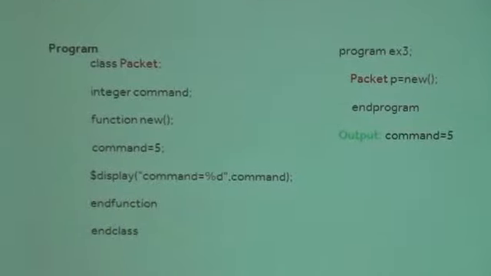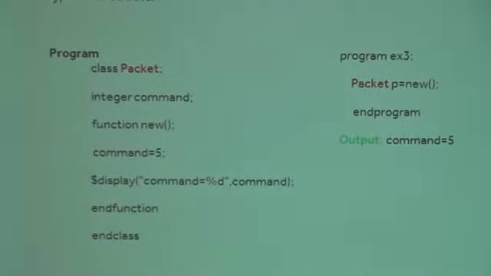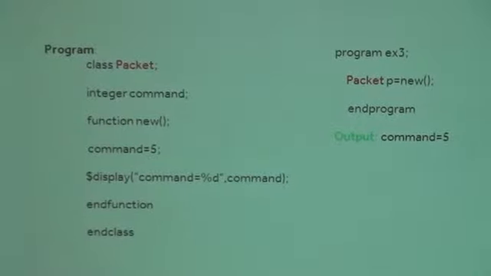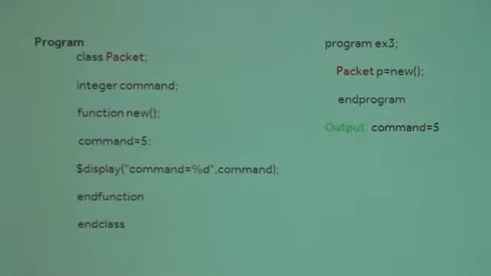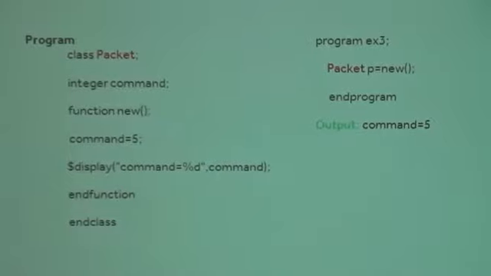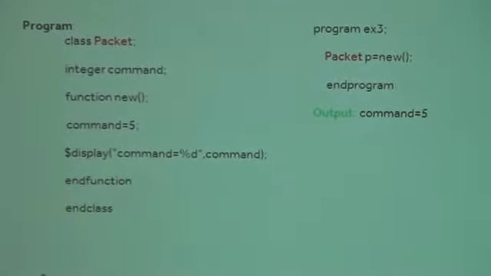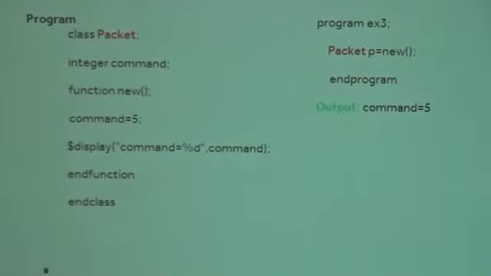As you have seen, I have declared a class packet. In this class packet, I have declared an integer command, and this integer command is called a class property. I have created a method called function new, command equals 5, $display command equals %d command, and endfunction. Here function new to endfunction is called a method.